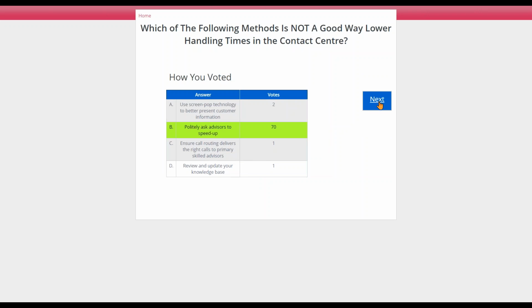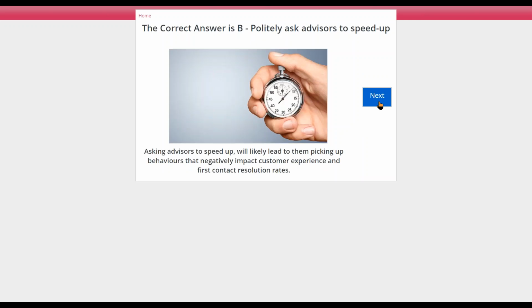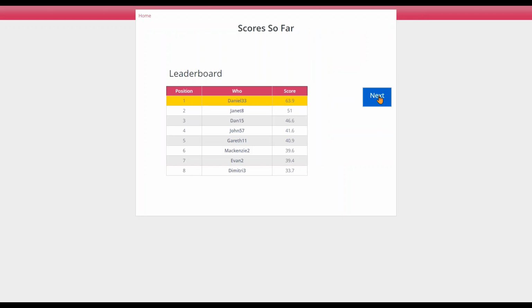Indeed, the worst way to lower handling time is to ask advisors to speed up. This will likely lead them to picking up behaviors that negatively impact customer experience and first contact resolution rates. Now that's quite interesting because we all agree that asking advisors to speed up is not the best way of doing things, and yet 63% of the audience have average handling time as an agent target. So I think we need to have a little think of whether we've got a bit of a disconnect with those targets. Okay, final question.